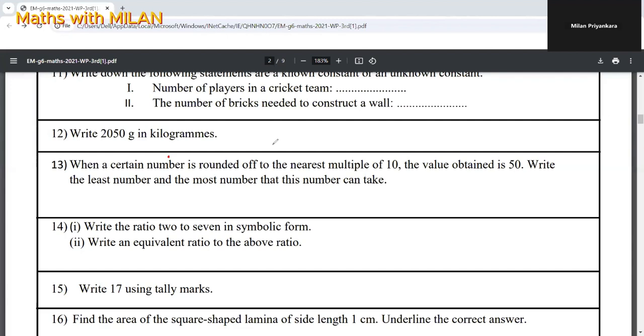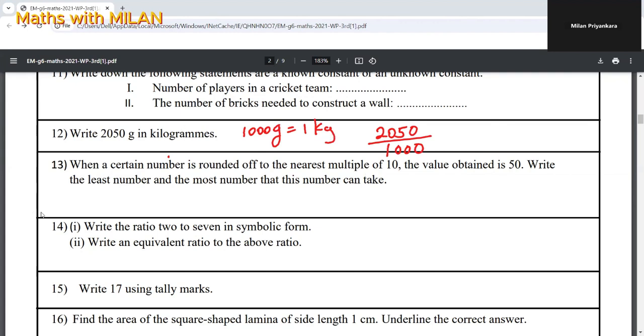In this, write 2050 grams in kilograms. So, to convert grams into kilograms, you have to divide by 1000 because 1000 grams equal 1 kilogram. So if you want to convert grams into kilograms, you have to divide that by 1000. So let's divide 2050 by 1000.